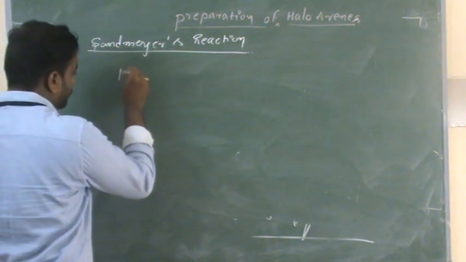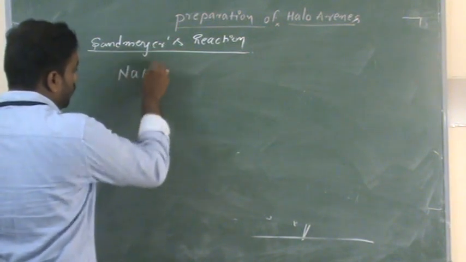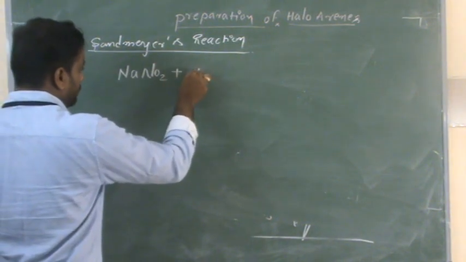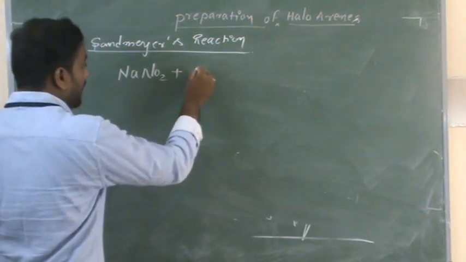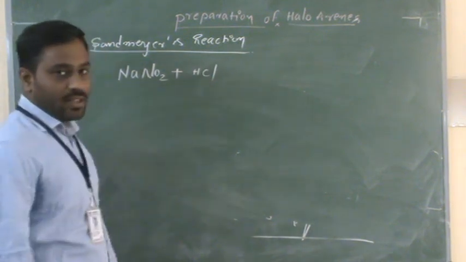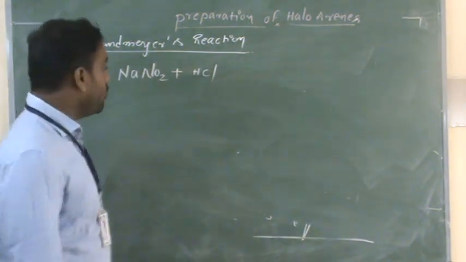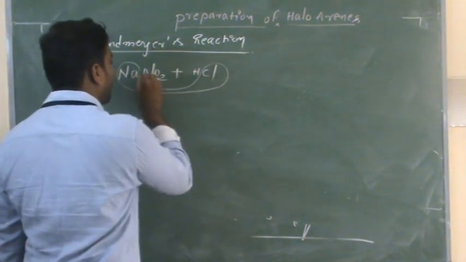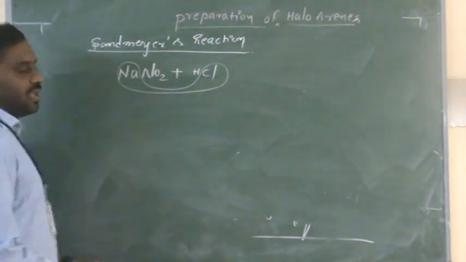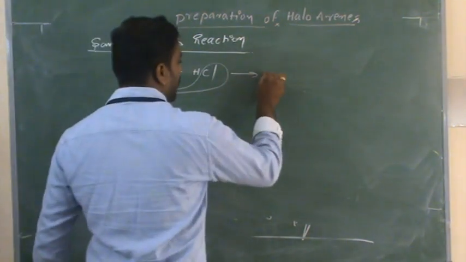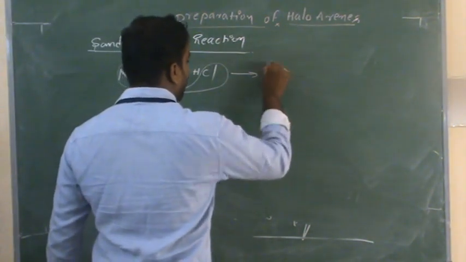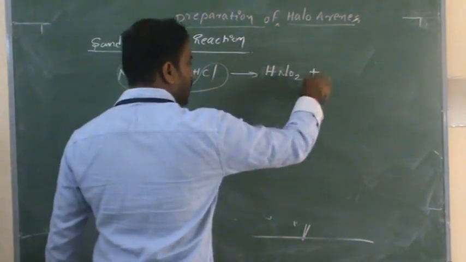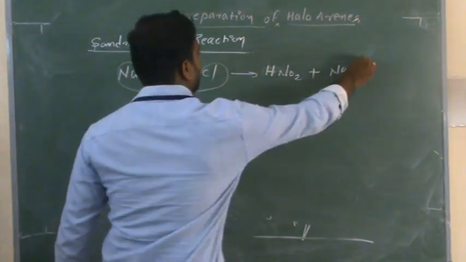Take NaNO2. This NaNO2 can react with hydrochloric acid, concentrated hydrochloric acid. Na and HCl can be removed, and then there is the formation of our main product, HNO2, plus NaCl. This is the first step.